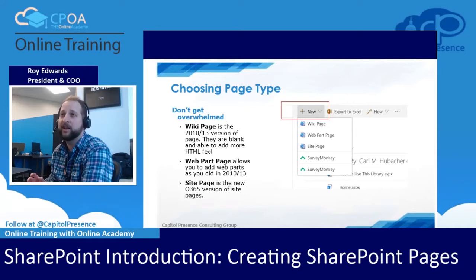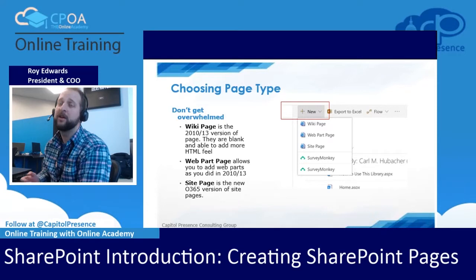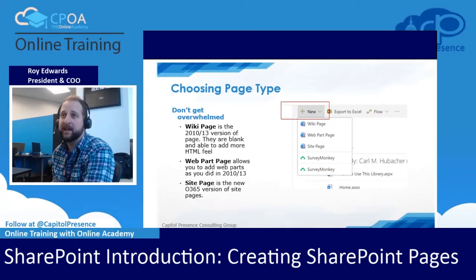All you see is types of site pages because the system knows that you're in the site pages area and it'll only give you options of things that you can create. So first, the wiki page is the 2010-2013 version of site pages. They're more HTML based. They're more kind of free form. They have that old experience type of look to them.